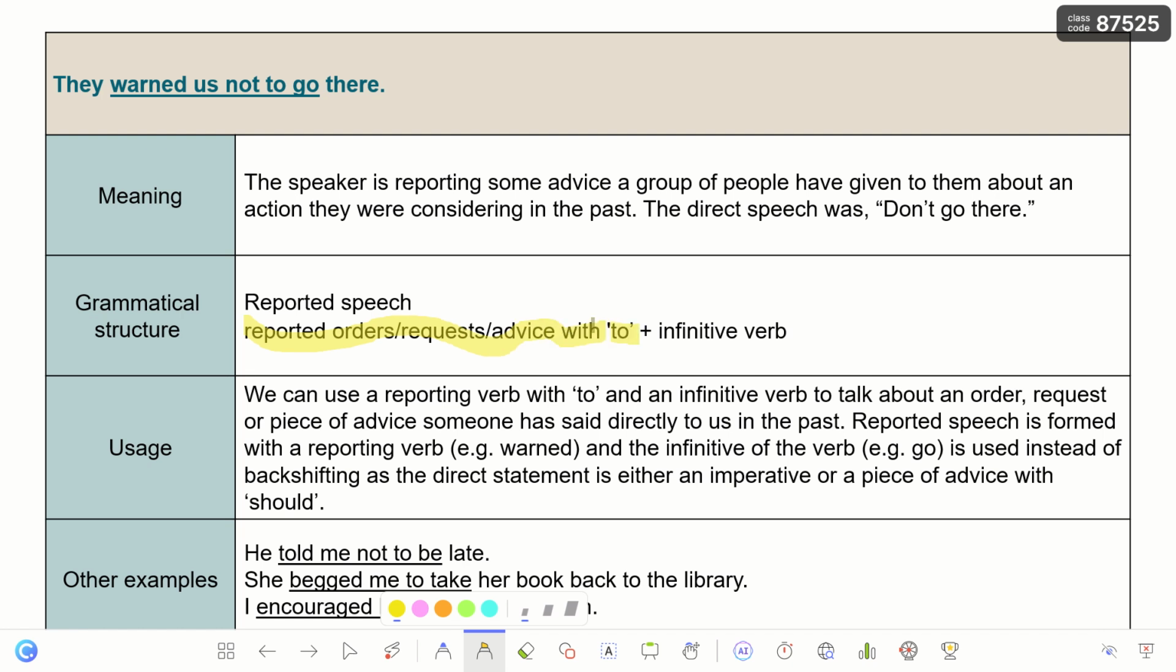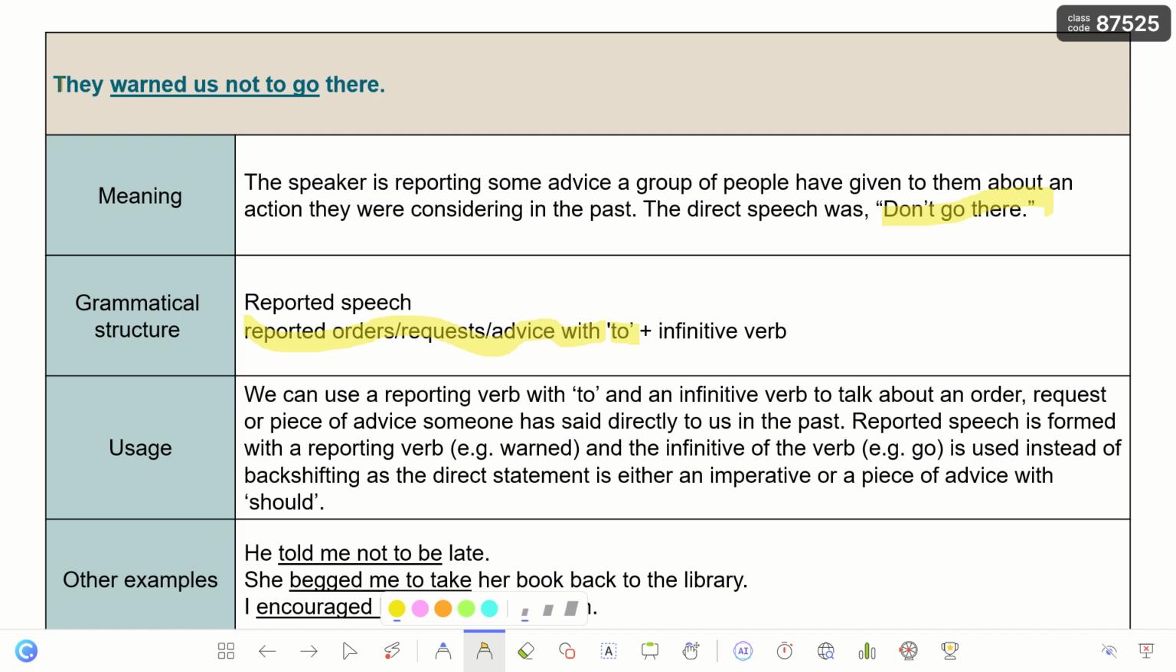With "to". So if I have a sentence, so imagine that your mom or your dad tells you, "Don't go there," in that way. Your parents, both of them, warn you not to go there. So, "they warned us not to go there." Here, the speaker is reporting some advice or a warning a group of people have given to them. So the original sentence was, "Don't go there." How do I change this one?